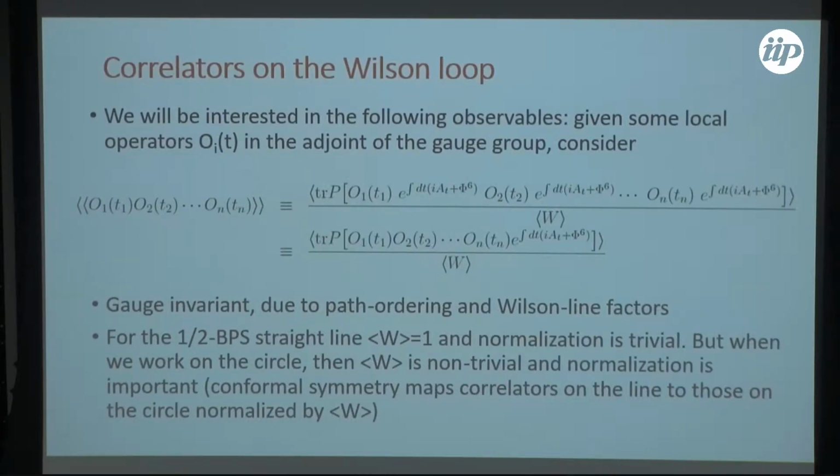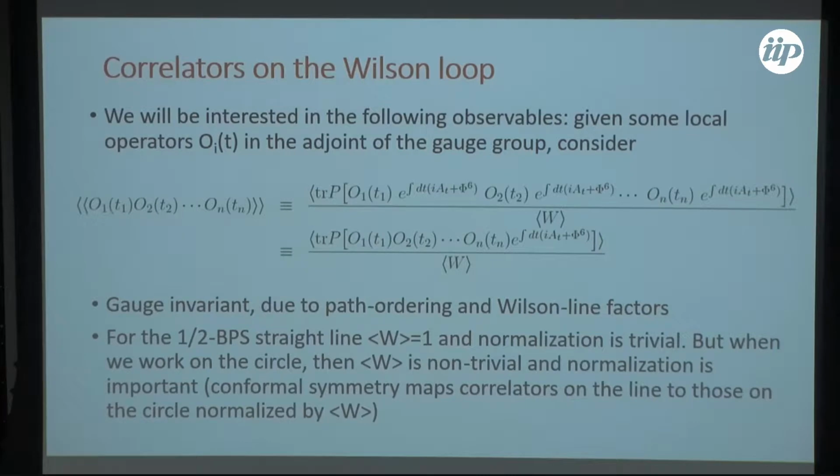Okay, so the observables I'm going to be interested in are defined as follows. Take some operators O_I in the adjoint of the gauge group, so not single-trace gauge invariant operators, and then consider the following expectation value. It's the trace of the path ordered exponential of a string of these operator insertions inside the Wilson line, and there are Wilson line factors going from one operator to the other, so that the whole configuration is gauge invariant. So it's a gauge invariant observable. It's the expectation value of some single trace non-local operator, which is built this way.